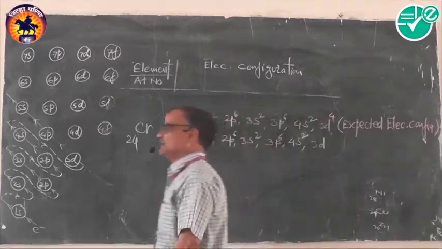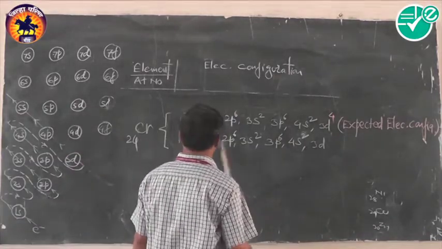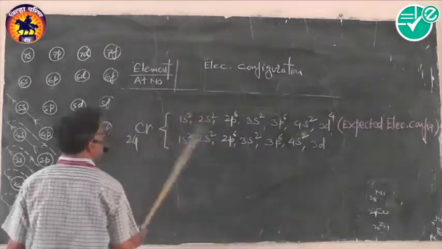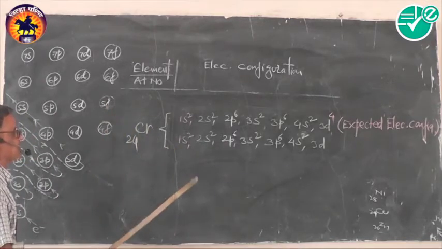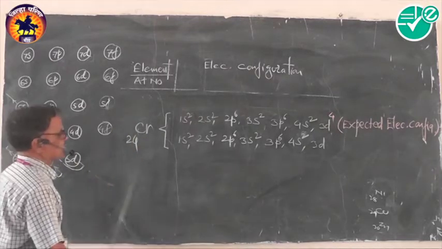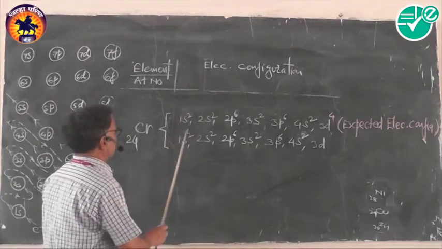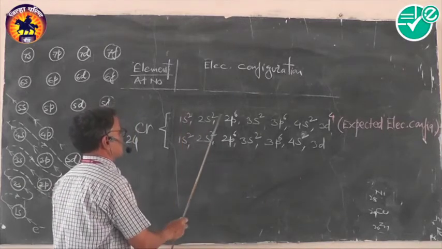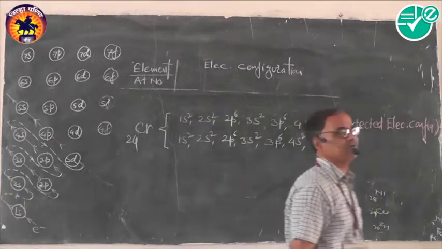The expected electronic configuration means the electronic configuration on the basis of the Bohr principle. There is no change in the filling or distribution of electrons in the s, p, d and f subshells, hence the normal electronic configuration can be written. The expected electronic configuration of chromium becomes 1s2, 2s2, 2p6, 3s2, 3p6, 4s2 and 3d4.